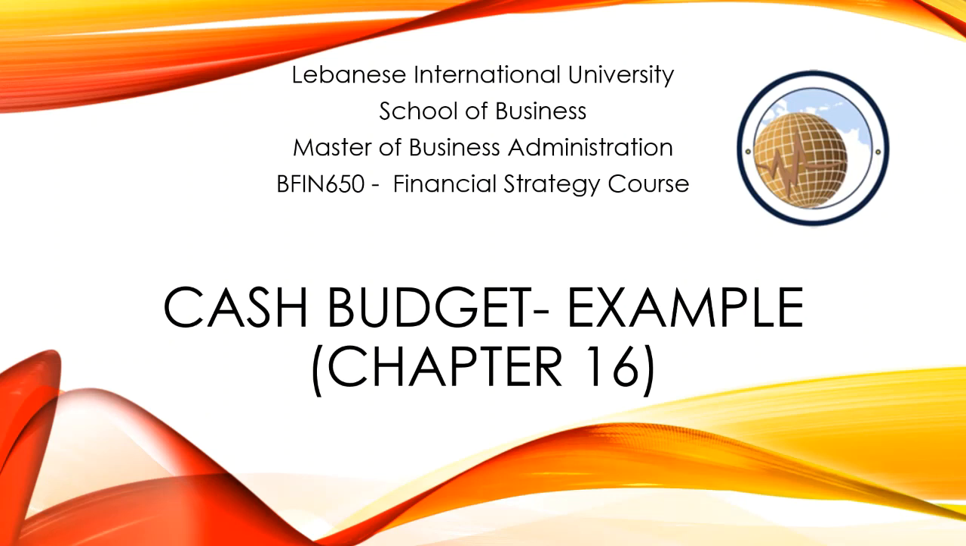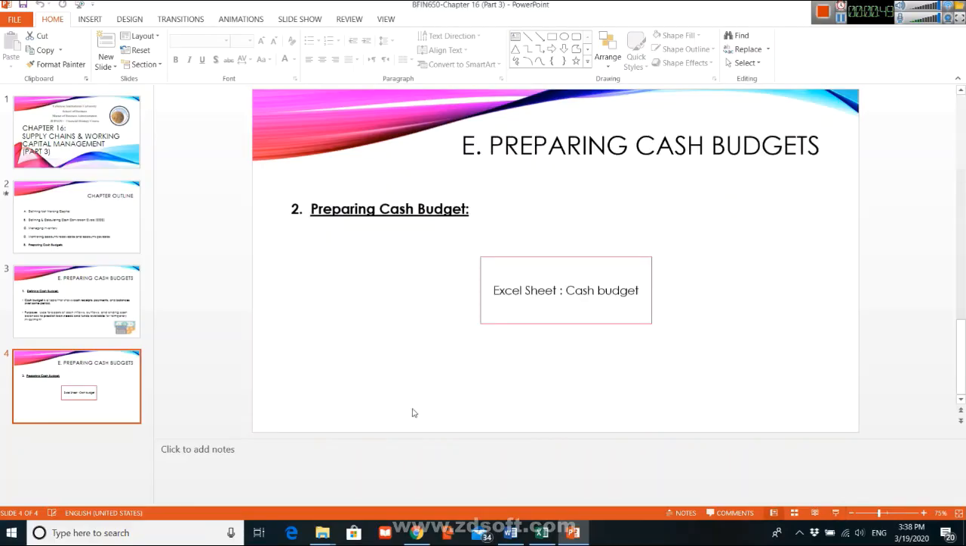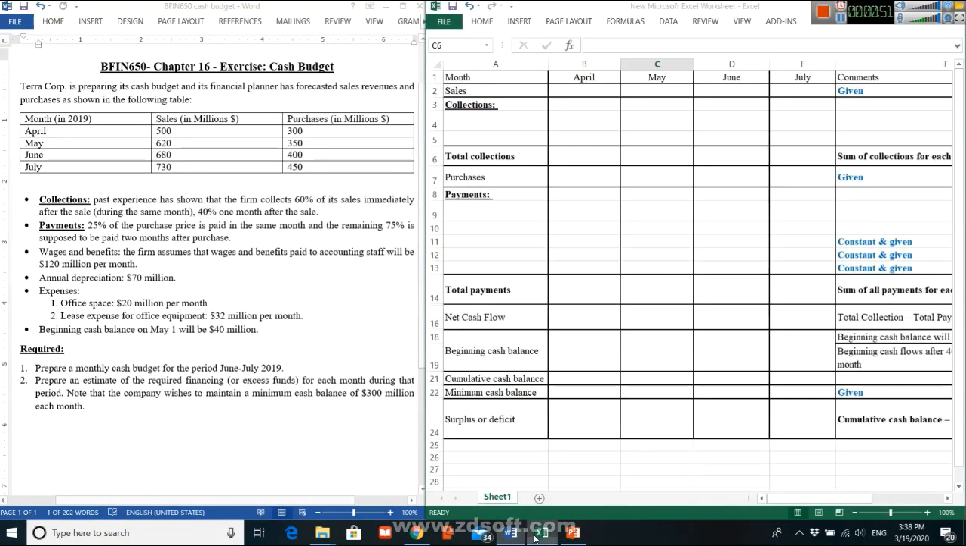Hello everyone. In this video, we are going to explain how to construct a cash budget. Let's take this example. Terra Corporation is preparing its cash budget. Its financial planner has forecasted sales revenues and purchases as shown in the following table. So we have here different months, April, May, June, and July, and the forecasted sales for these months, and the forecasted purchases for these months.